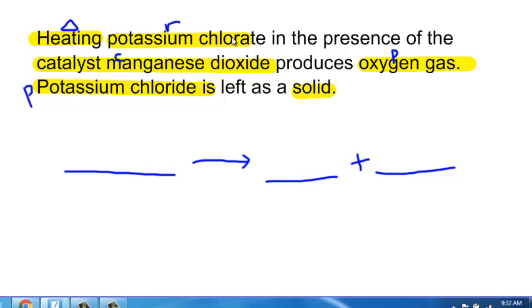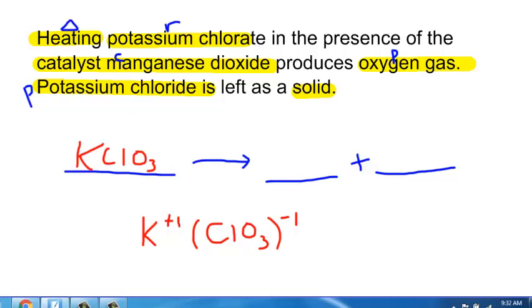So since it's an ionic compound, what do you have to do? You've got to cross the charges. Potassium's +1, chlorate's -1. So we're going to write it out as KClO3.